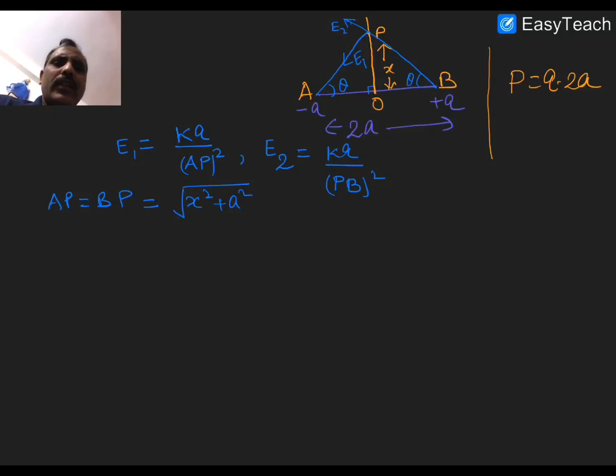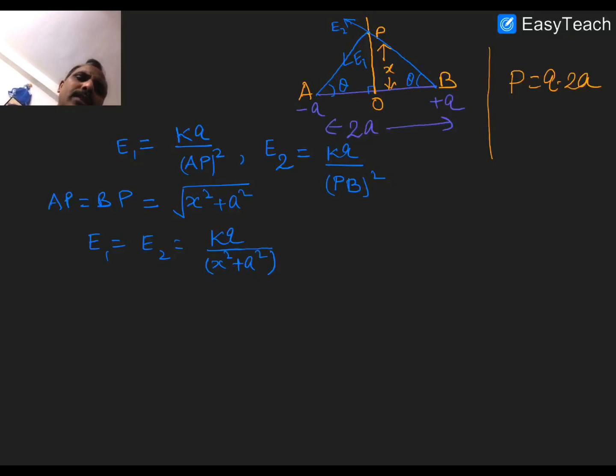So E1 is equal to E2, which is equal to kq upon (x square plus a square, to the power 1/2) whole square. The square root cancels out, and we get the value kq upon x square plus a square. E1 is equal to E2, but they have different directions. We can find the net electric field at point P with the help of the law of parallelogram or with the help of the components of the electric field.